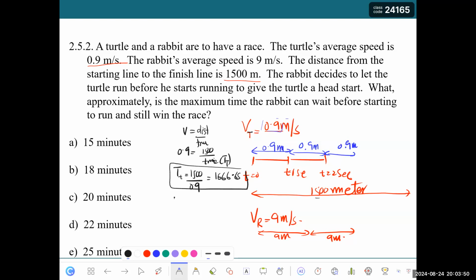Same thing if you take the time for the rabbit. So T_R equals 1500 divided by 9, because the rabbit was running much faster, and that gives the time the rabbit took.